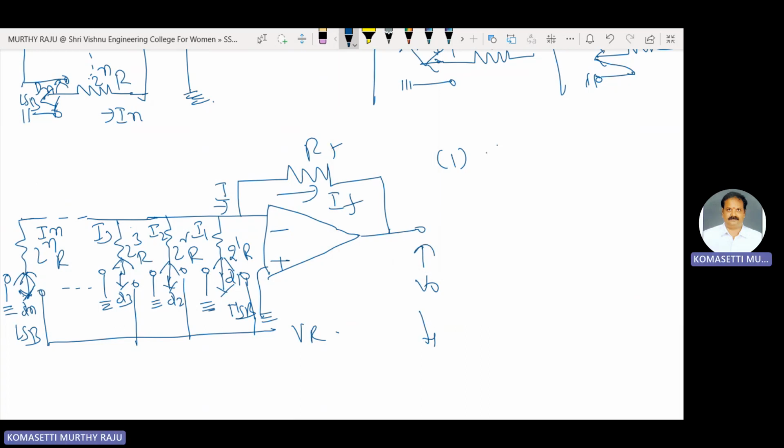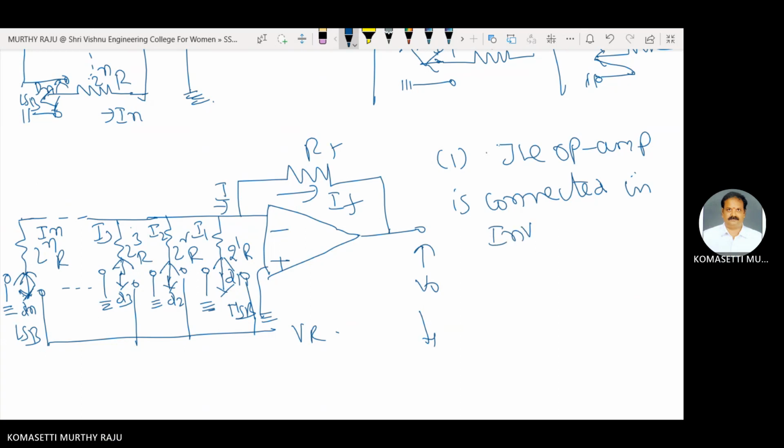First point, the op amp is connected in inverting mode. It is also connected in non-inverting mode.